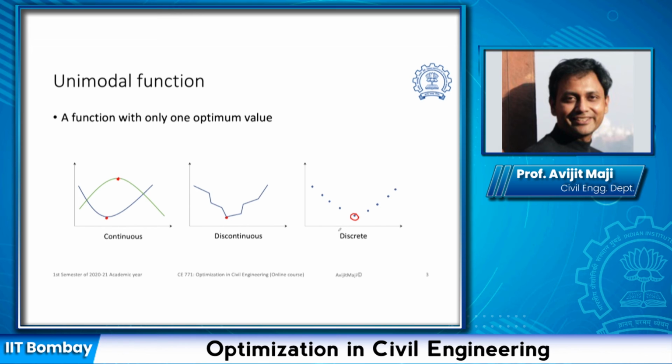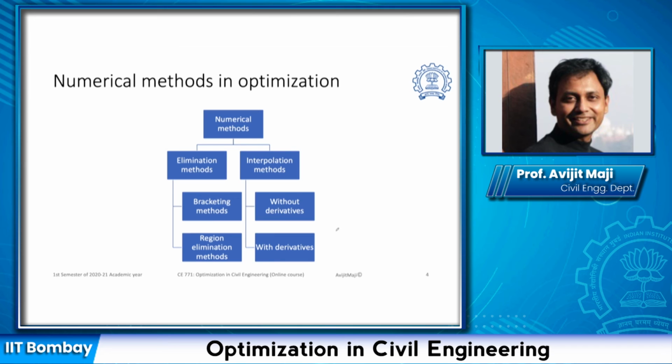If we want to apply the numerical methods, let us first look into the various options in the numerical methods that can be employed. The numerical methods can be divided into two different types. One is the elimination method and another is the interpolation methods. In the elimination methods, we basically eliminate our search space gradually and come up to a range where our optimum point lies. So in the elimination method, we can have the bracketing methods. These are the crude methods to find the range where my optimum is going to lie.